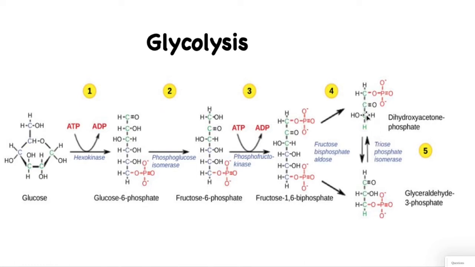And then you have dihydroxyacetone phosphate. To be quite frank with you, I don't know why this is called dihydroxyacetone phosphate, because you have an acetone, 1, 2, 3, right?